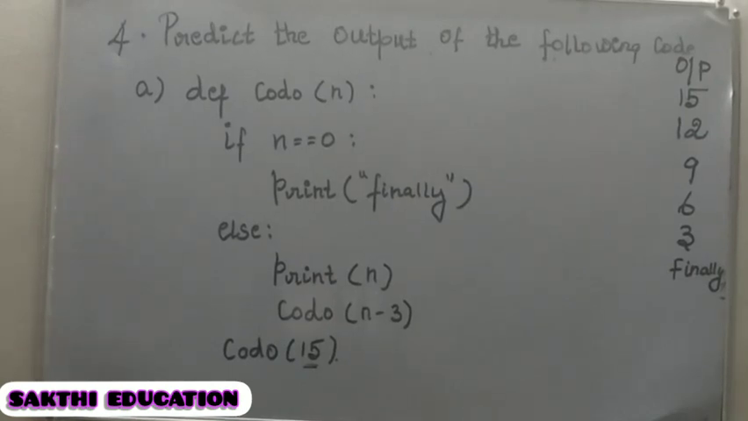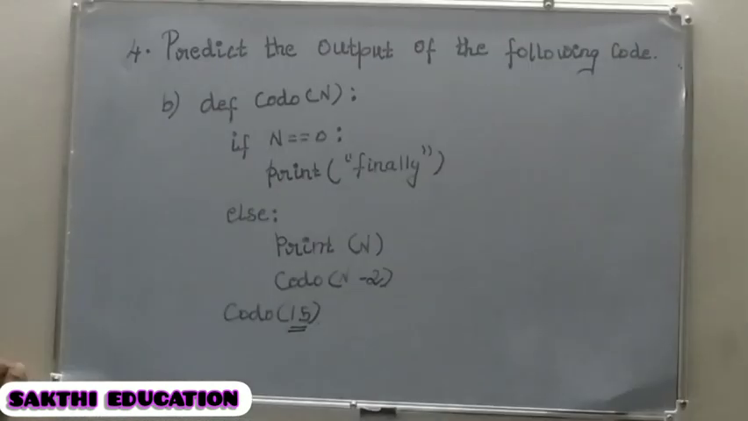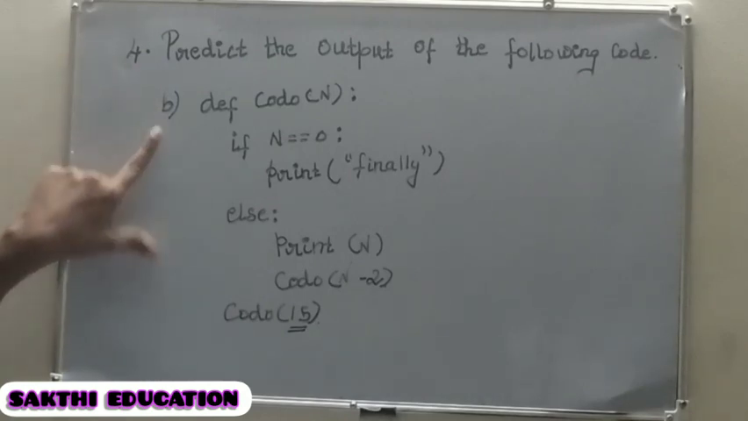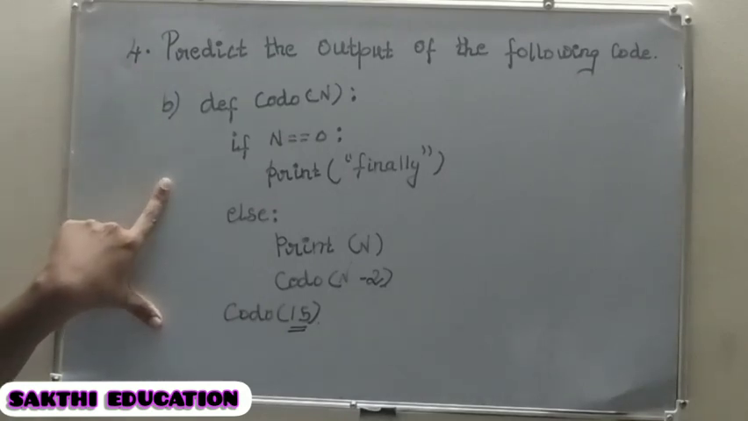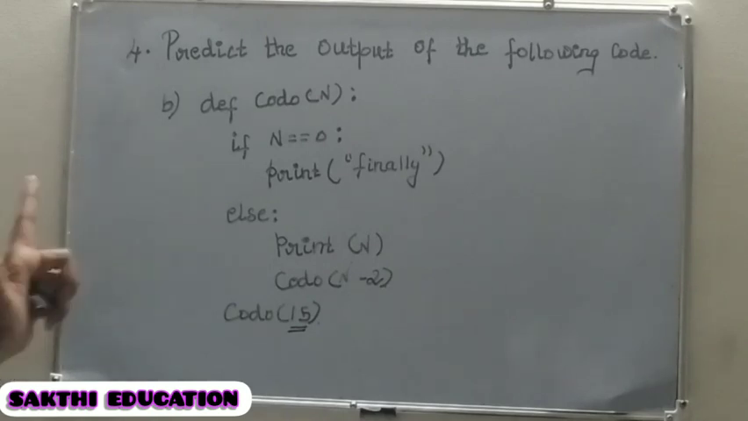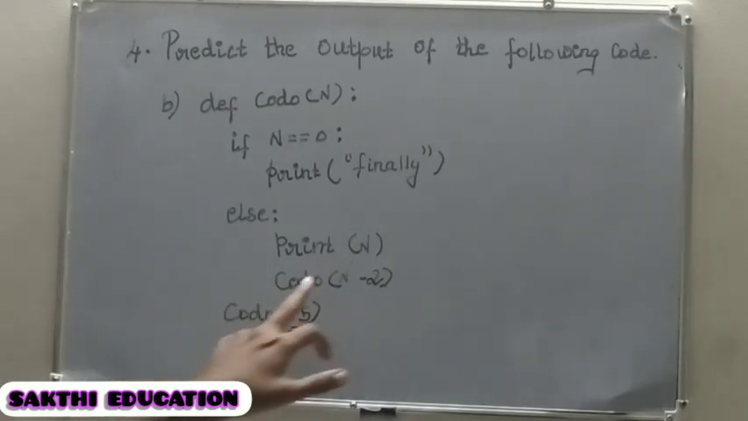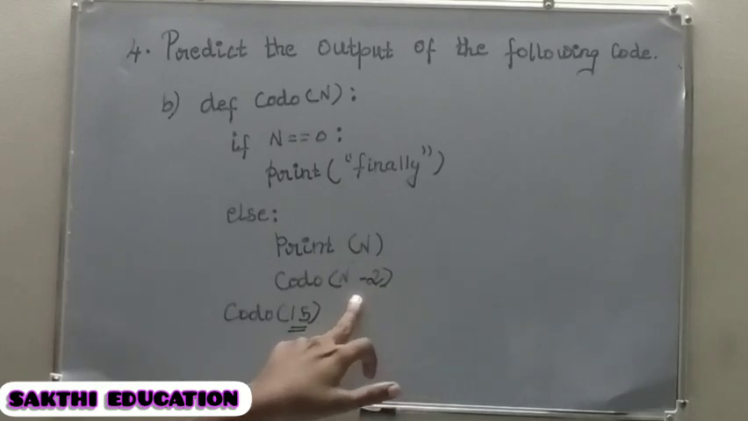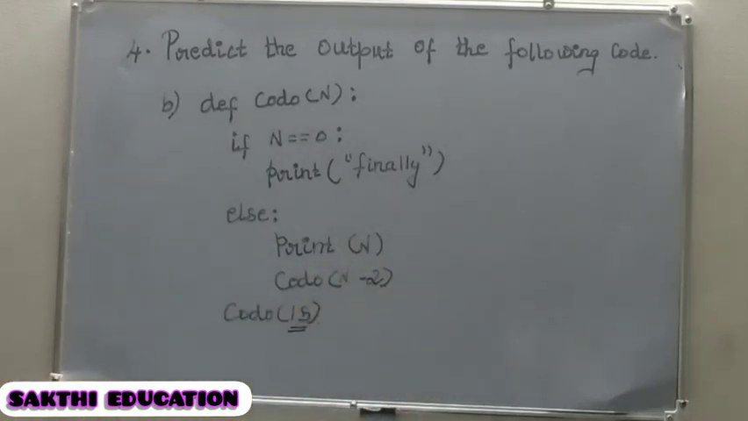See, this is the fourth B question. For this code, you have to find out the output. Only a slight difference. In the previous question, I used n minus 3. Here, see, n minus 2. That is the difference between the A option and B option. See how it will work. We have to find out the output for this.